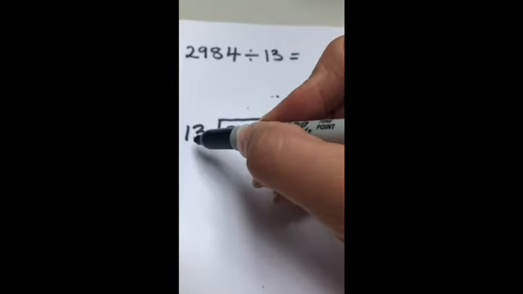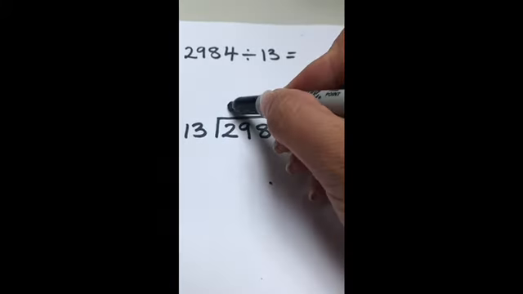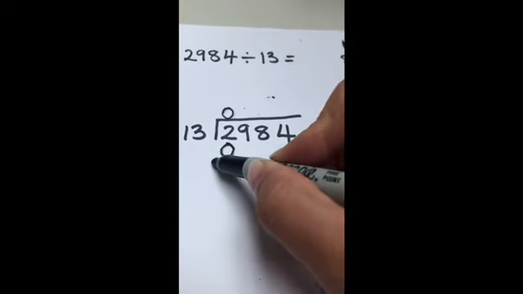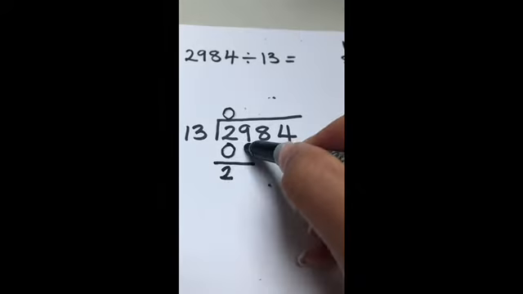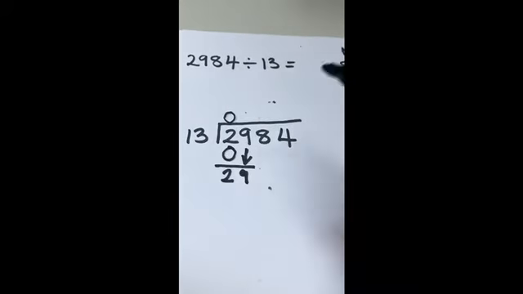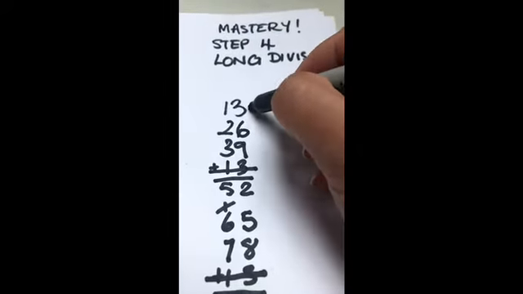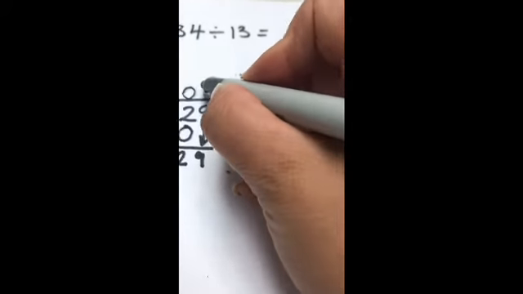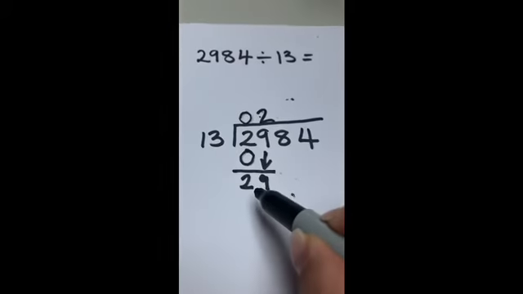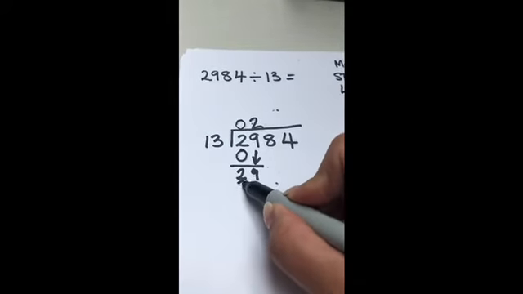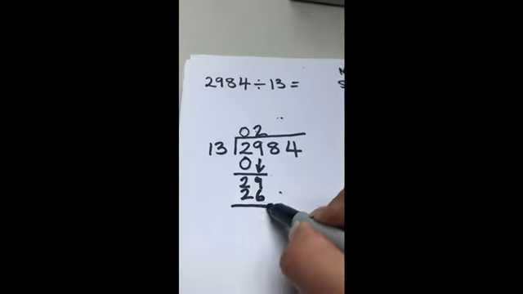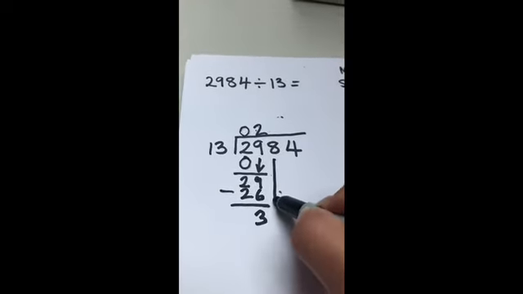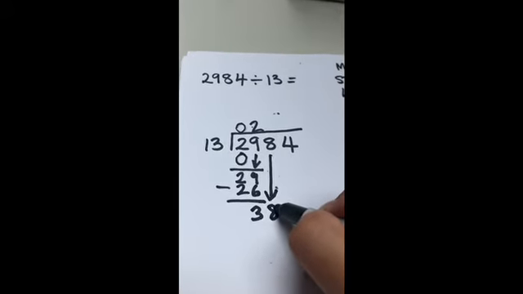Now, once again, we start with 13 into 2. We know we can't do that. 13 times 0 is 0. So we're going to bring down this, and we're going to go over to our fact box to find out 29. So we know it's going to be 2 times, which is 26. 13 times 2 is 26. We're going to do the subtraction. It leaves us with 3. We do our nice long arrow to bring down the 8.